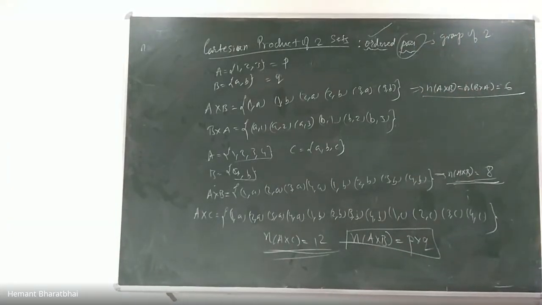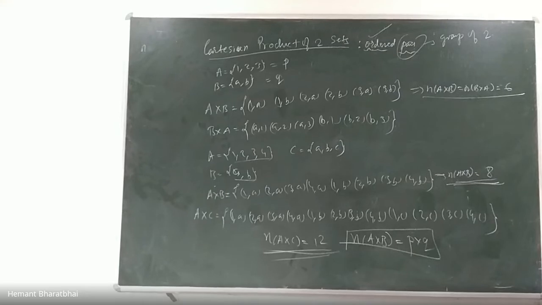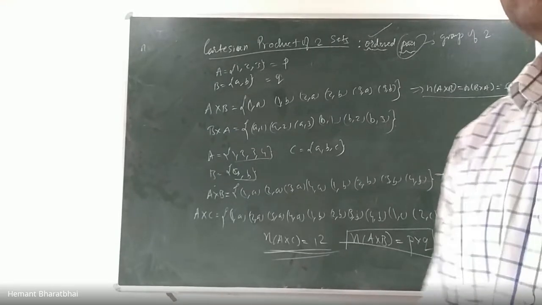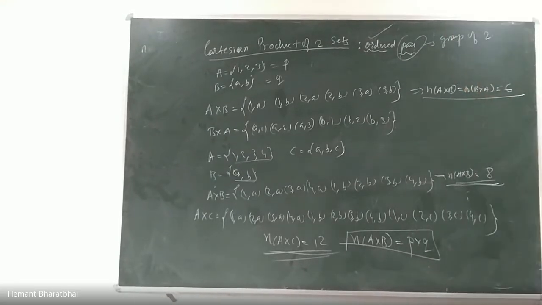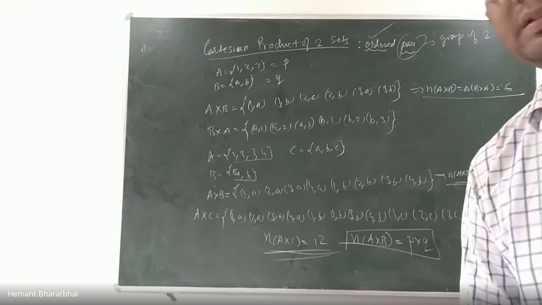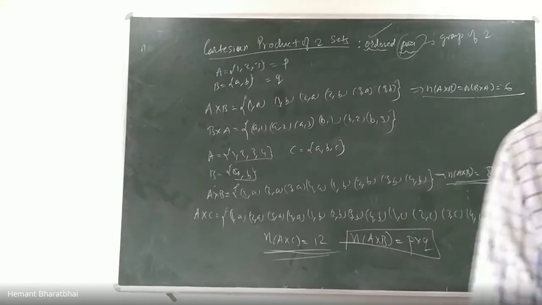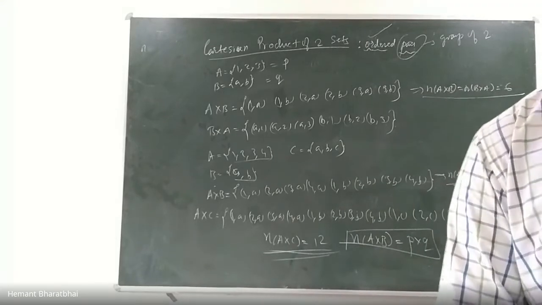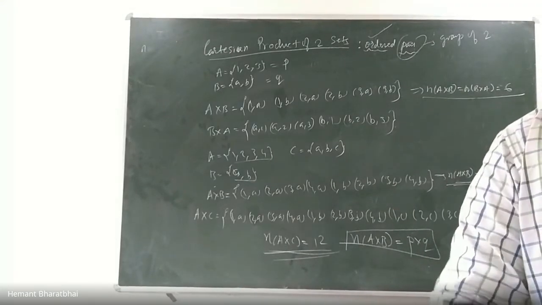Okay, so please everyone take a screenshot of this. The number of elements in the Cartesian product can be given as P into Q, where P is the number of elements in the first set, whereas Q is the number of elements in the second set. If you simply multiply the number of elements in the first set with the number of elements in the second set, then you will get the total number of elements in a Cartesian product.